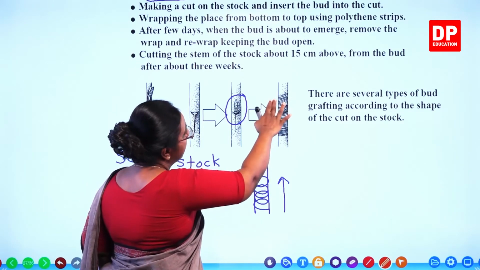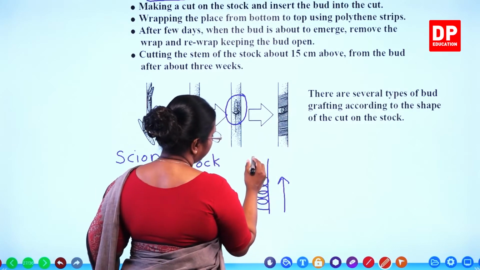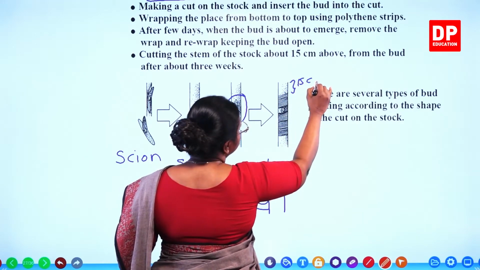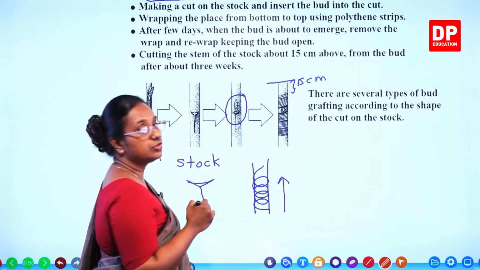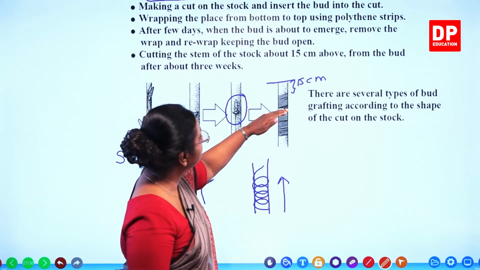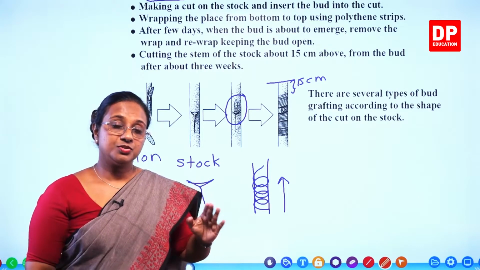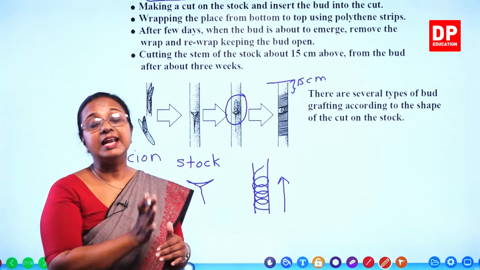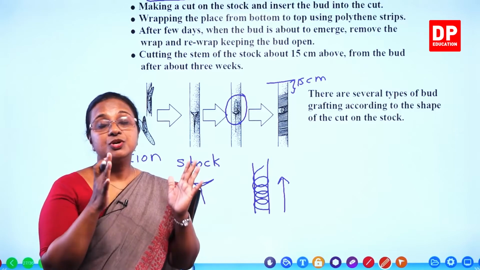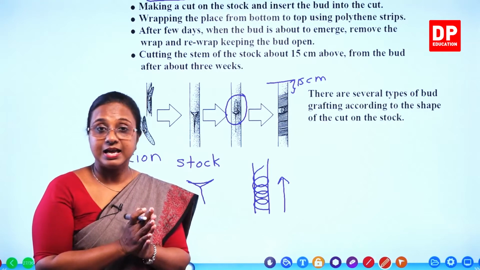After this is done, we need to cut off the stalk. If this is about 15 centimeters, we cut off the stalk above that. So only from here to here is the stalk part, and from here it is the scion that is going to grow as the new plant. So we have the root system, that is the stalk, and the scion growing as the twig. Here we have joined two plants together, the stalk and the scion.